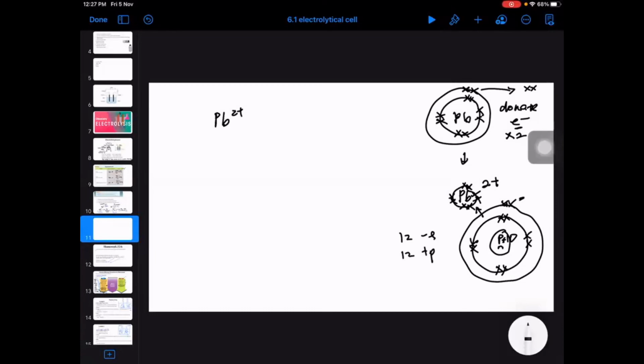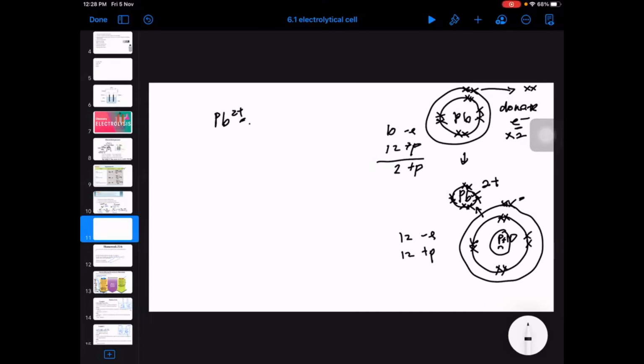But because of these two extra electron on the last shell, it feels very lonely, okay? And it's very not stable. So this lead will donate, it will throw away these two electron. So as it throws away these two electron, it becomes 10 negative electron and 12 positive proton. So what happens is it has 2 more positive proton, so it will make it a 2 positive charge. This one is for lead.